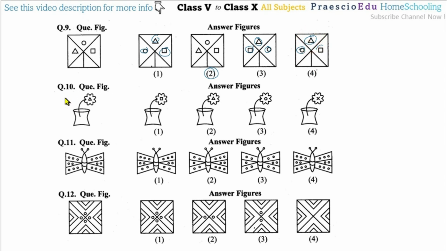Okay. Now question number 10, the flower is showing and inside there is the triangle. Okay, so triangle only present here. Okay, so option number 2 is the correct one. Now here circle, here cross, and here square, so that's why these are the wrong answers.